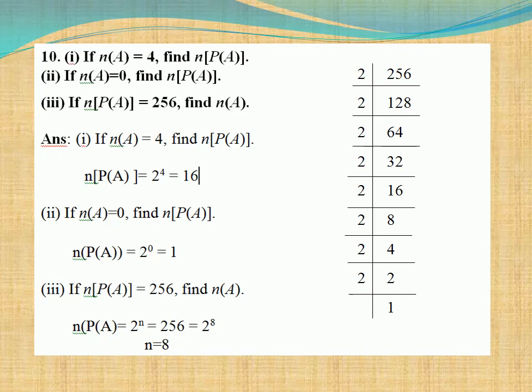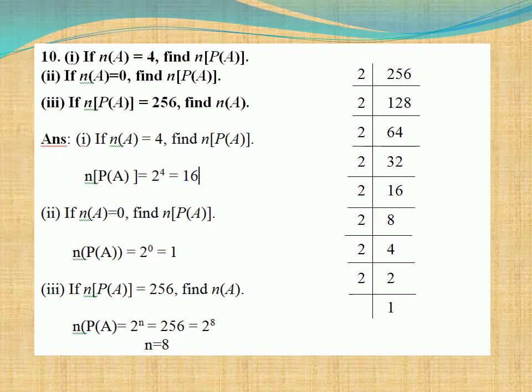First subdivision answer: if n of A is equal to 4, find n of P of A. The formula for n of P of A is 2 power n. The value of n here is 4, so 2 power 4 is 16. Second subdivision: if n of A, the number of elements in the set A, equals 0, find the number of elements in the power set of A. The formula is 2 power n. Here the n value is 0, so 2 power 0 is equal to 1. You know very well, anything power 0 is 1. So 2 power 0 is equal to 1.